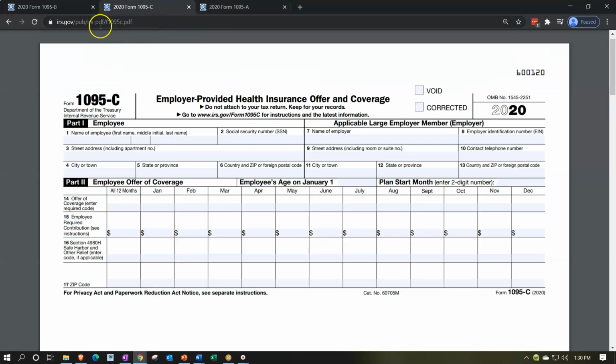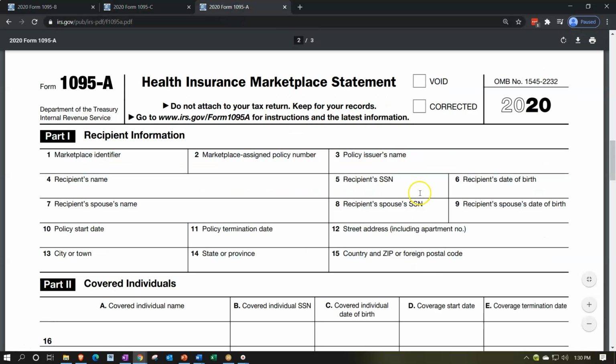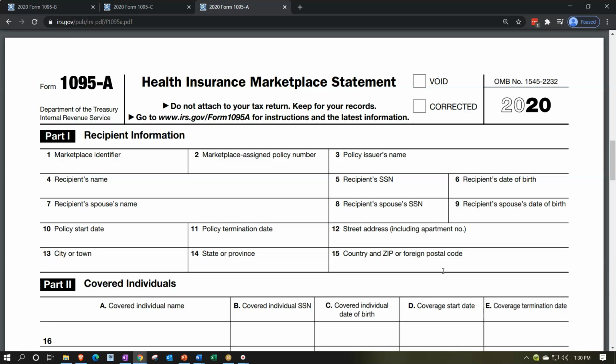If you receive a 1095-B or C from your client or yourself, that's more like information about the coverage as opposed to being under a coverage plan where you may have received a benefit from it and possibly be eligible then for the premium tax credit. So this is the one that we're basically considering here.